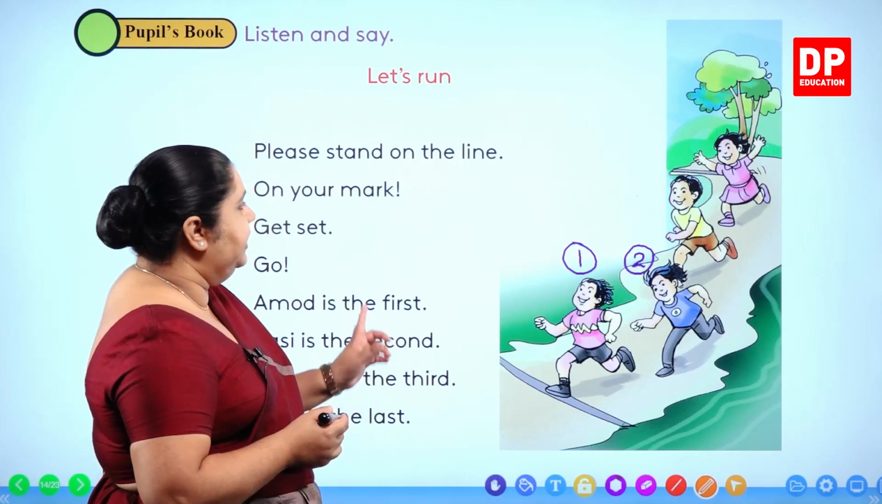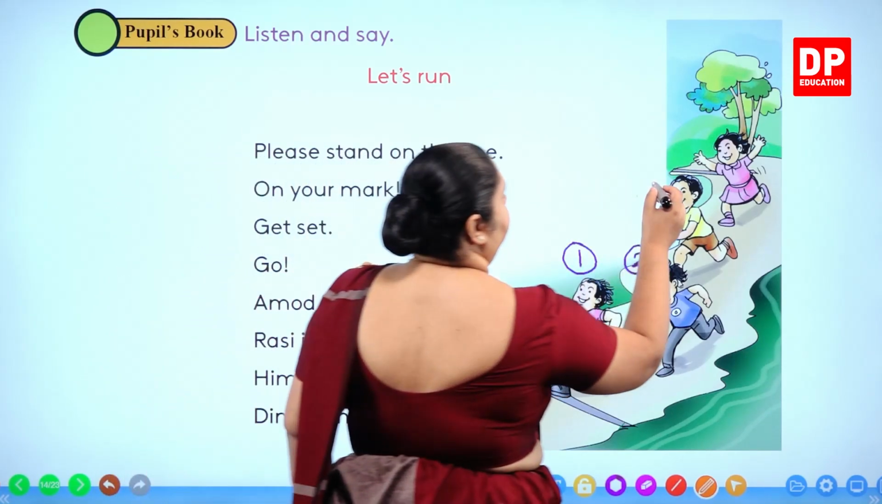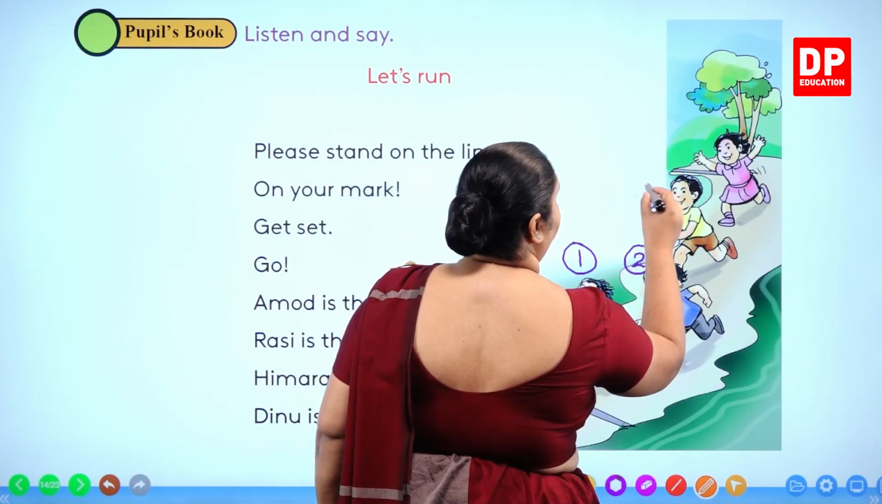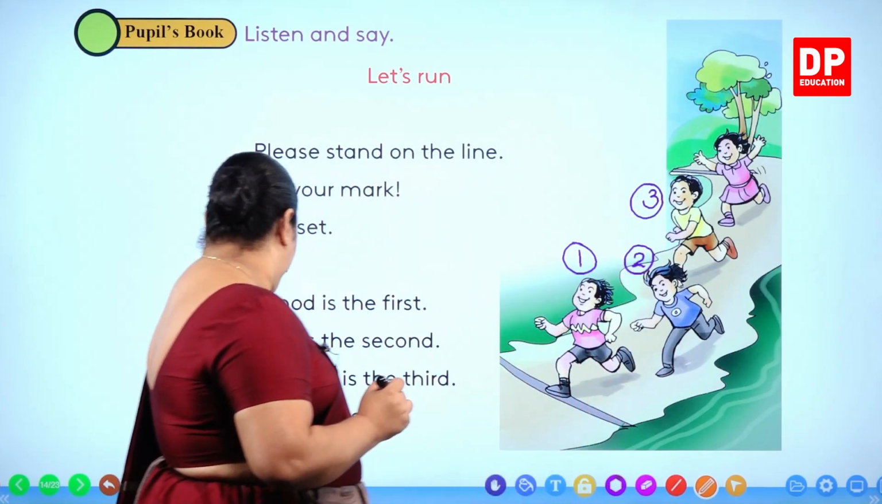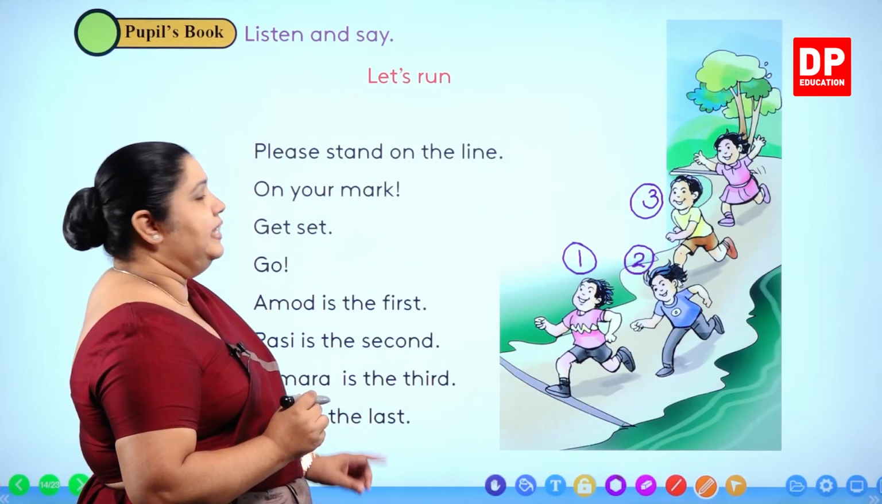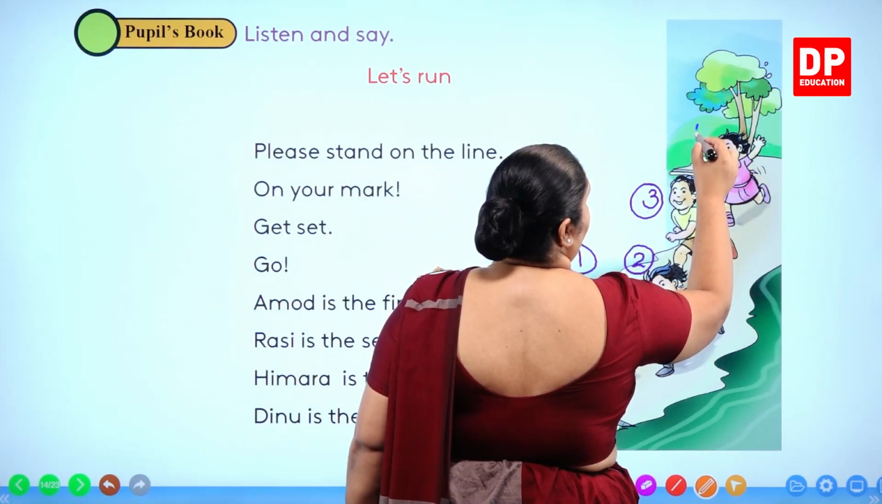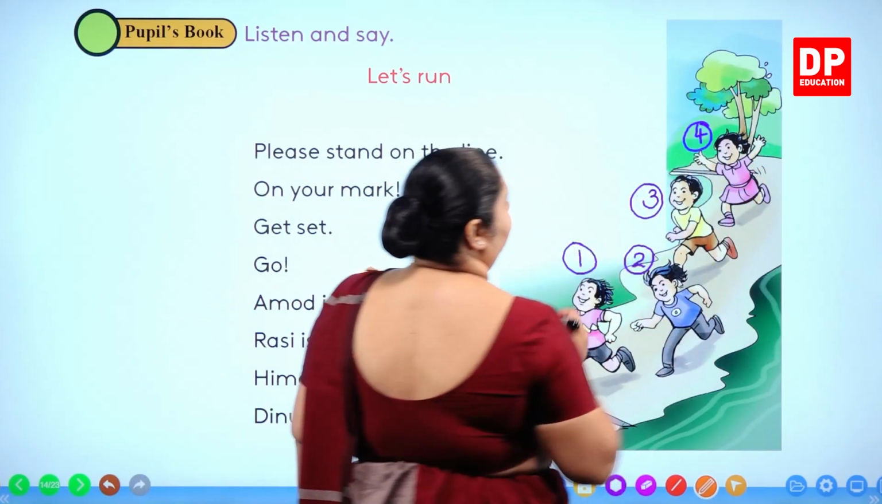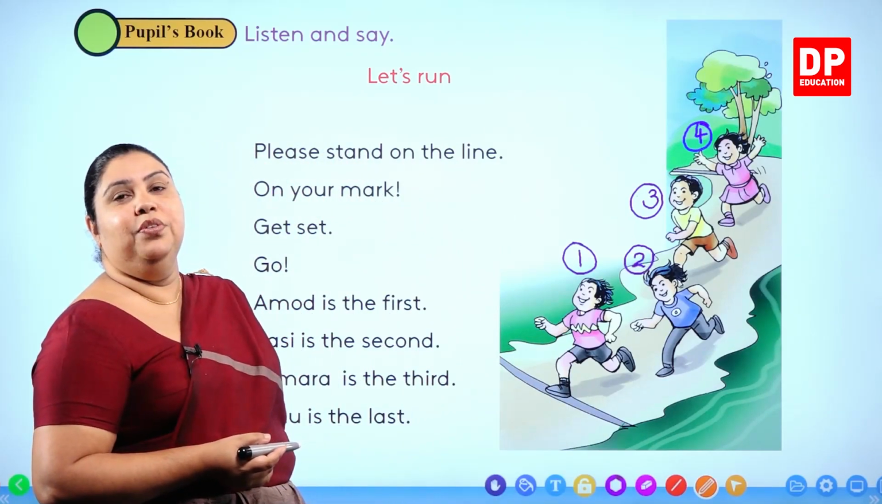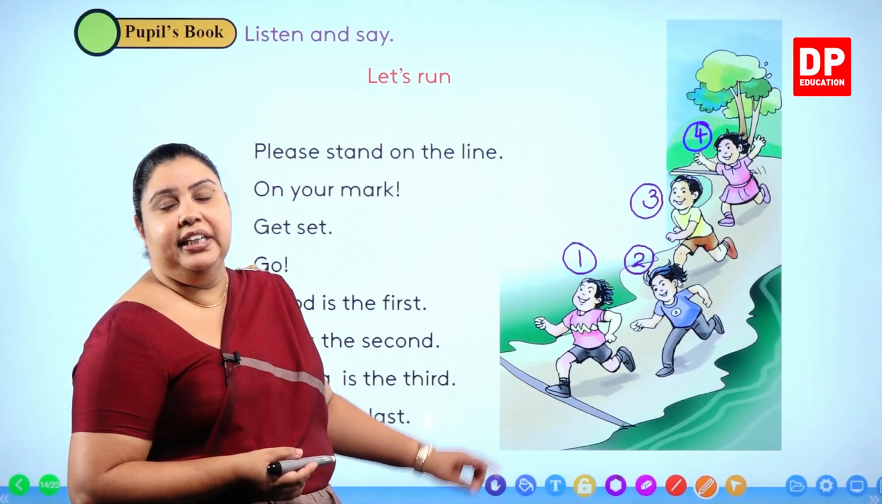Himara is the third. මෙන්න තුන්වෙනියට ආපු එක්කෙනා. Dinu is the last. මෙන්න පුතේ අන්තිමට දුවගෙන ඉන්නේ Dinu. නේද පුතේ? How many children do we have here taking part in the race?